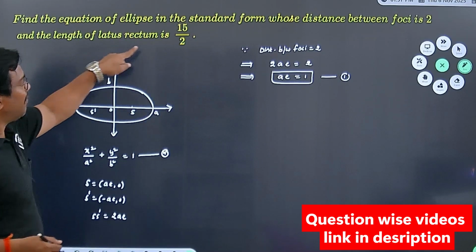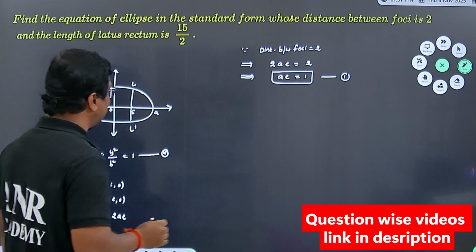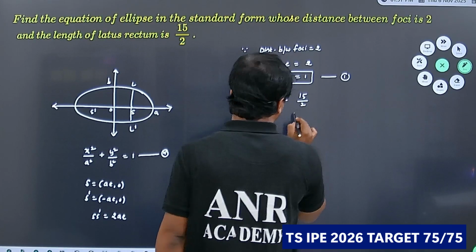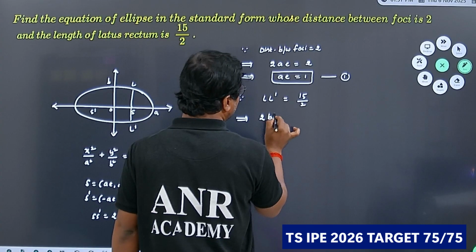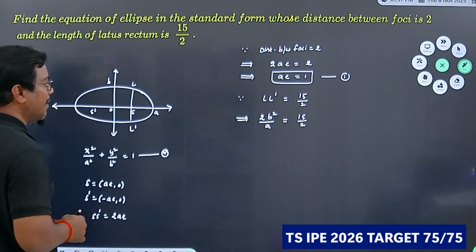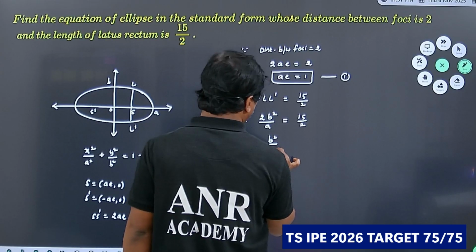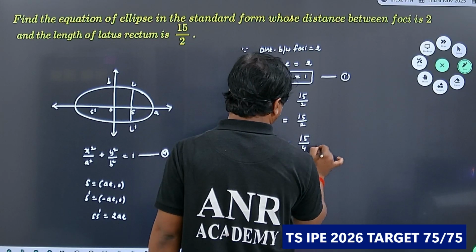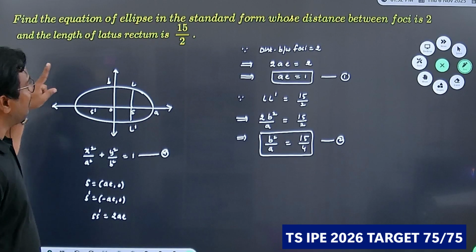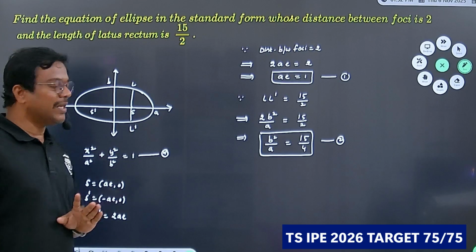Also given the length of the latus rectum L dash is 15 by 2. In standard form, L dash is written as 2b square divided by a, that is 15 divided by 2. If you simplify this, we get b square by a equals 15 divided by 4, result 2. But our aim is the standard form of the equation of the ellipse, x square by a square plus y square by b square equals 1. Here the unknowns a square and b square we need to find.